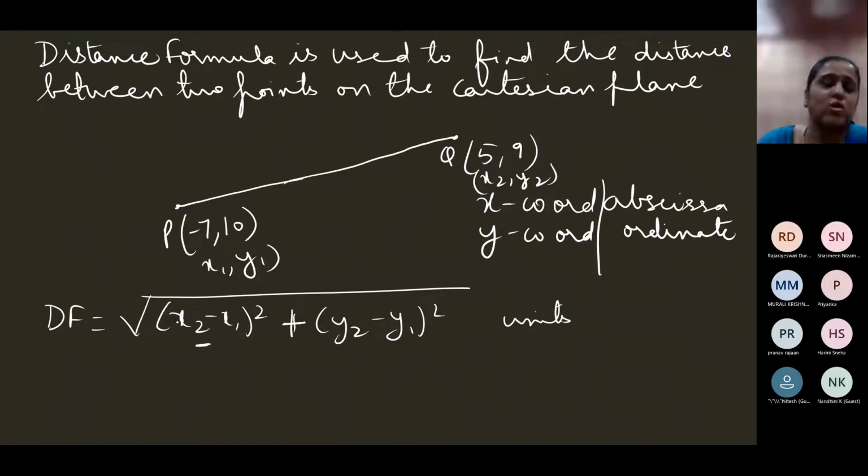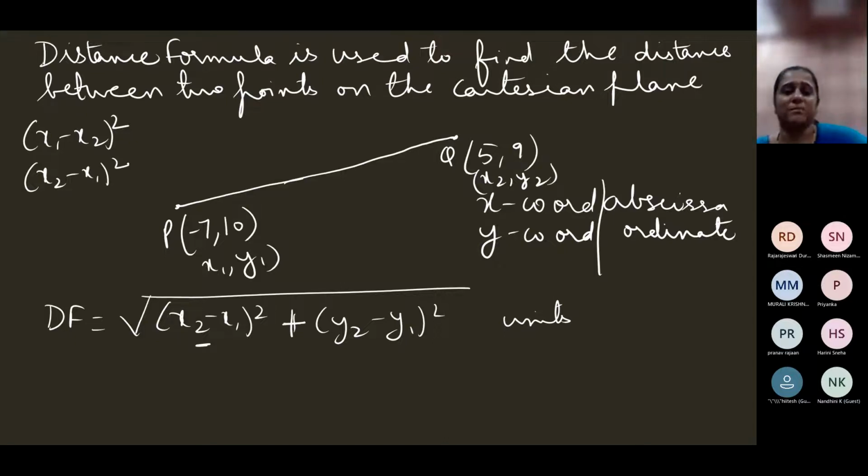Now let's see this one. What is x2 minus x1? It's the difference between the x coordinates. x2 minus x1 the whole square. We have spoken about this earlier. So when you square it, the value of x1 minus x2 the whole square and the value of x2 minus x1 the whole square will be the same. We spoke about this in one class.